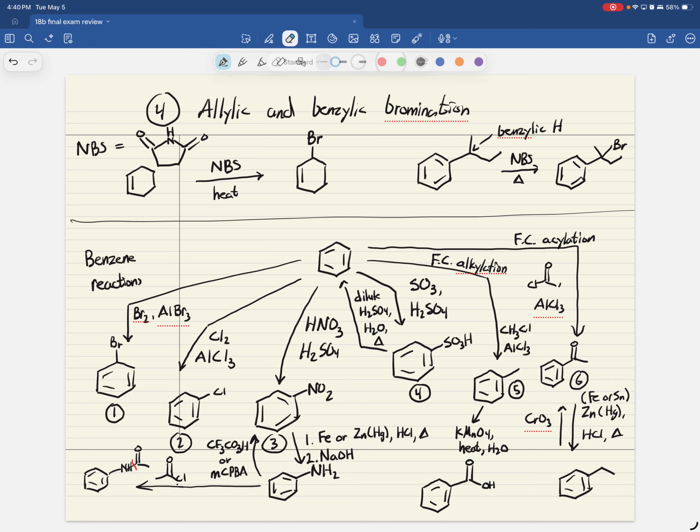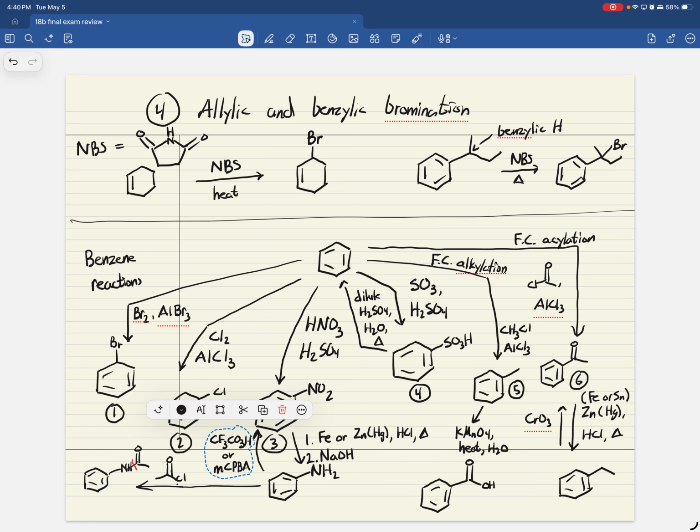I don't know how to separate this. We're getting kind of cramped. How am I going to finesse this a little bit? Sorry, guys. Let me put this 3 maybe somewhere else. 3 right here, forming the nitro. And let's put this arrow right there. Okay, there we go.